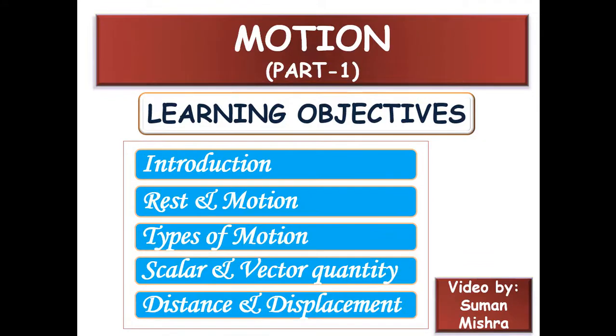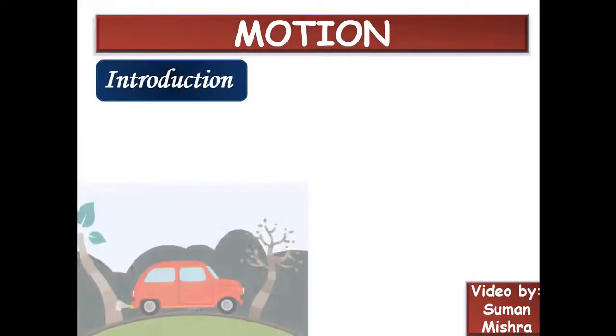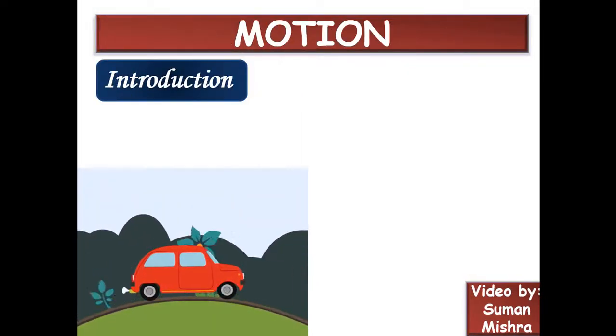We have the chapter as motion, and in this chapter we are going to discuss what is motion, what is the relative term rest and motion, what are different types of motion, what is meant by scalar and vector quantity, and finally we'll differentiate between distance and displacement. Okay, so without wasting time, let us introduce our topic, motion.